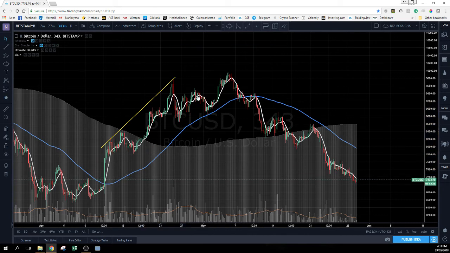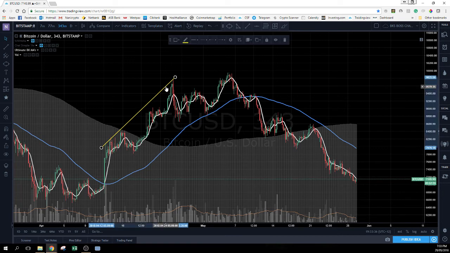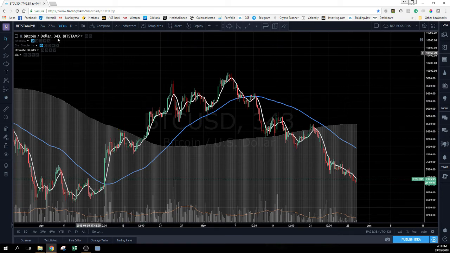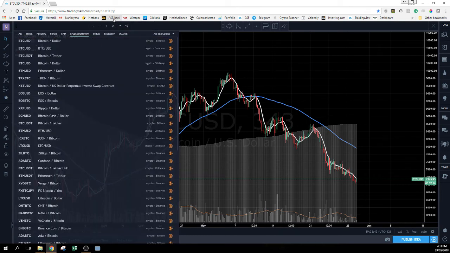The last one that I will quickly show you, and this is one I've been using quite a bit lately. Just going to jump into another chart. Trying to think of a chart that I may be looking at.